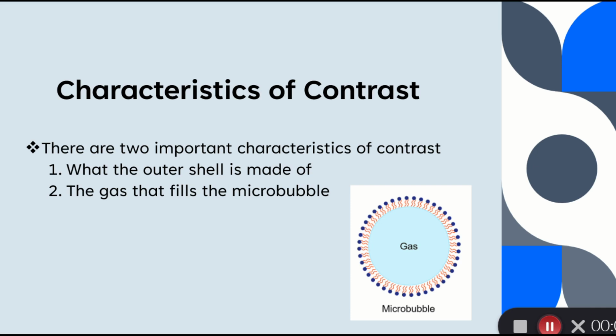Characteristics of contrast. There are 2 important characteristics of contrast. First, what the outer shell is made of is important because the shell is responsible for trapping the gas. This determines the effective life of the microbubble. If there is no shell, the microbubble will shrink and quickly dissolve. The shells also need to be flexible so that they do not burst, which would produce no harmonics.